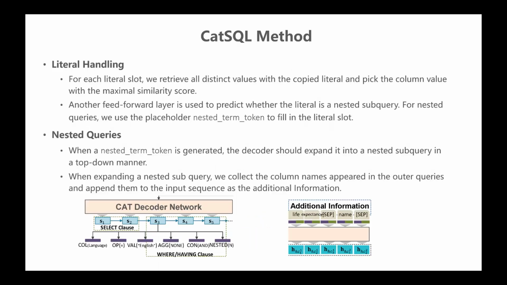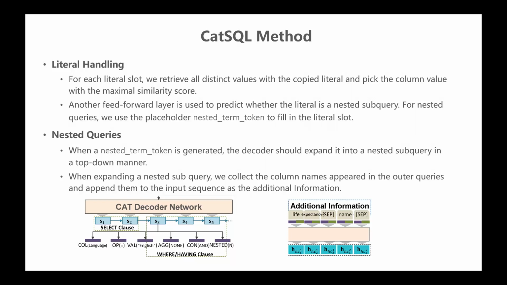A major challenge of predicting values is that the words used in the question may not match the values in the database. Our approach will examine the database values to improve the accuracy. For each value slot, we compare the word embedding similarities between the literal extracted from the question and all distinct values in this column. The value with the maximal score is picked.